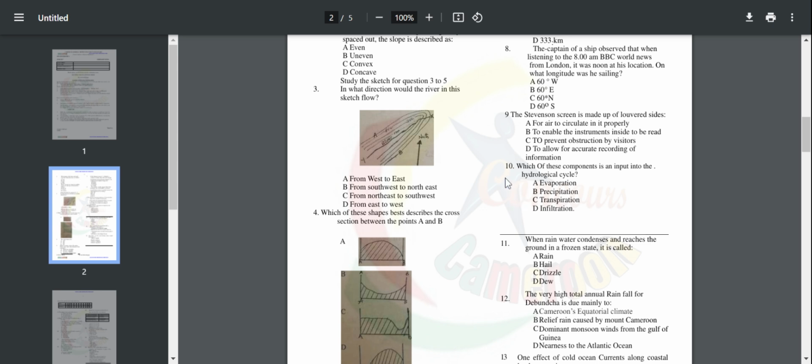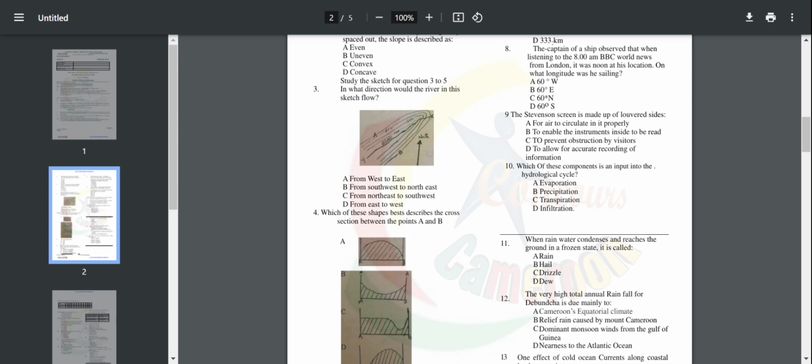Number 10. Which of these components is an input into the hydrological cycle? The answer is B, which is precipitation.